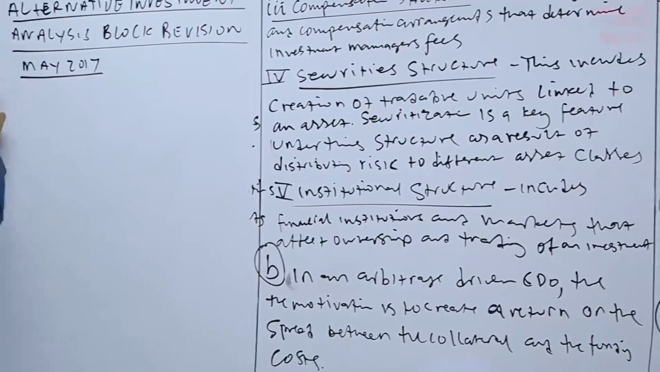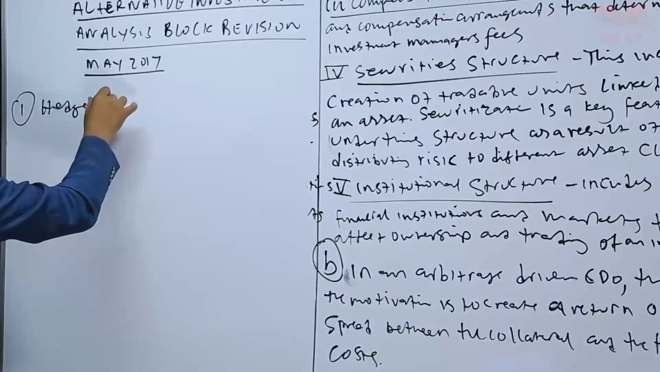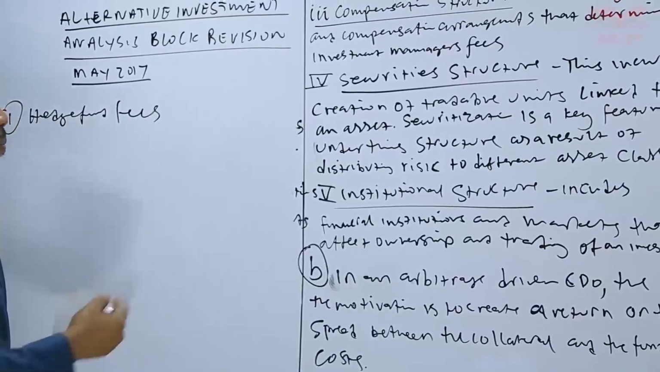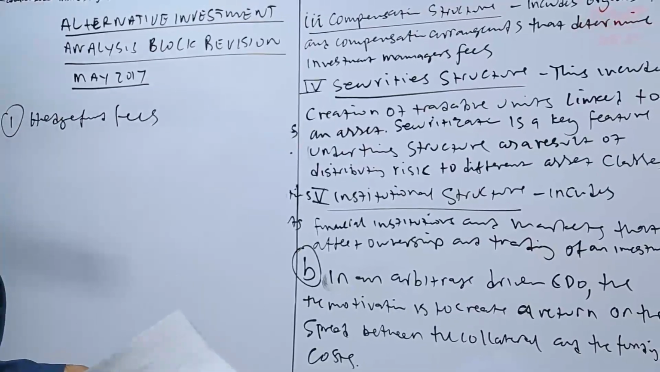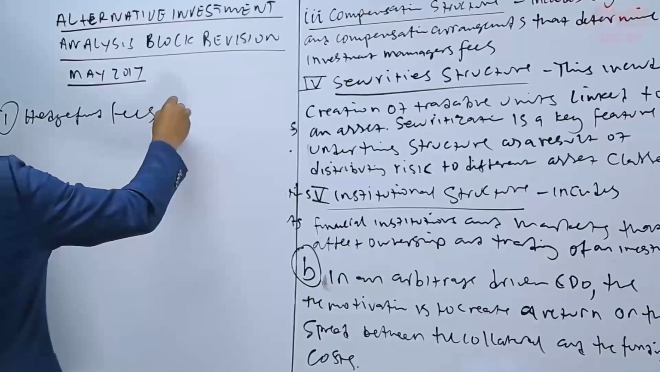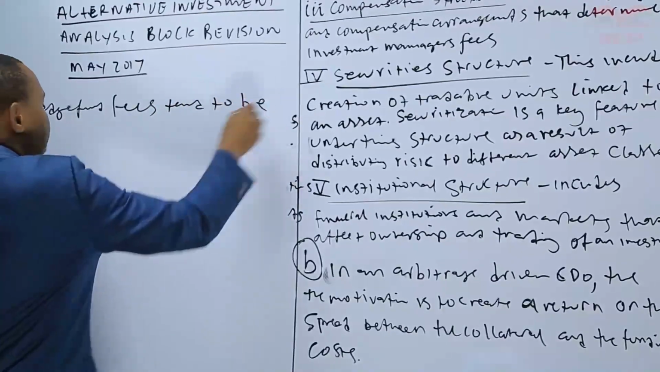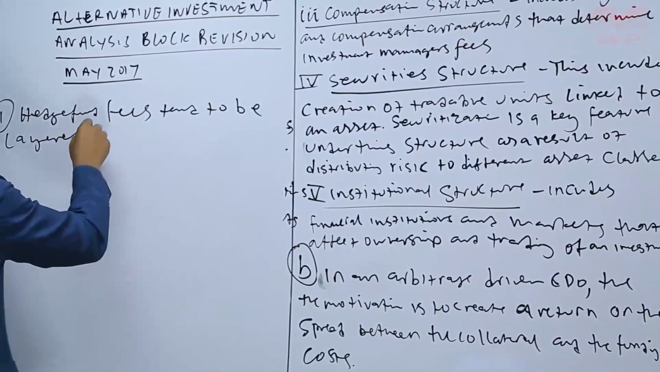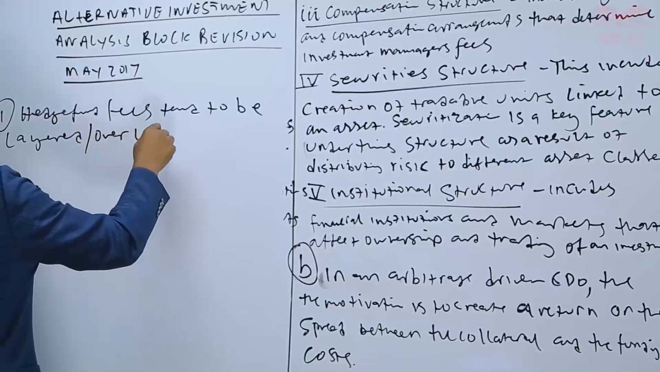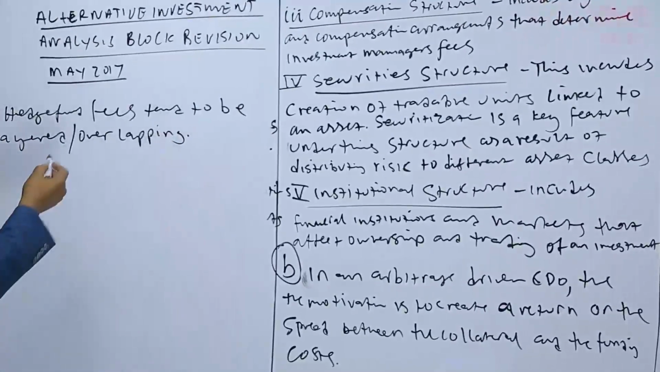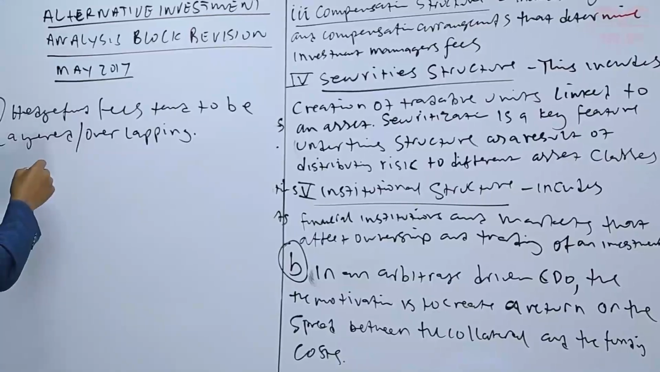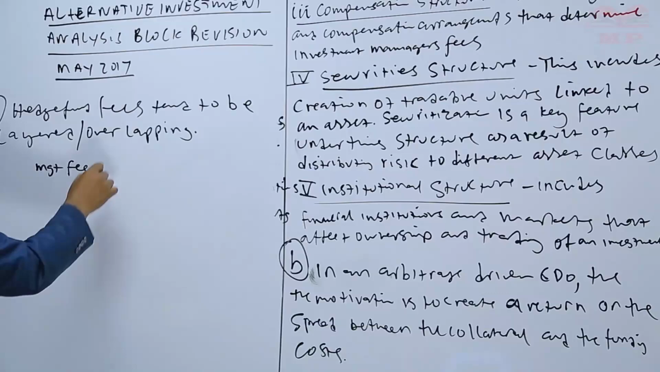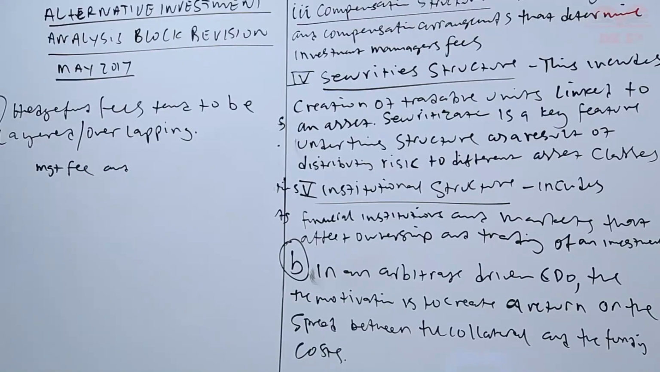So we can start by saying the cases against hedge fund fee structure. Number 1, hedge fund fees tend to be layered. What we are saying is that hedge funds can charge what we call management fees and incentive fees.